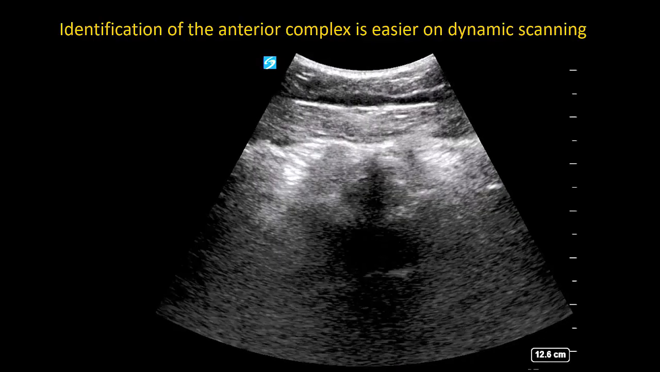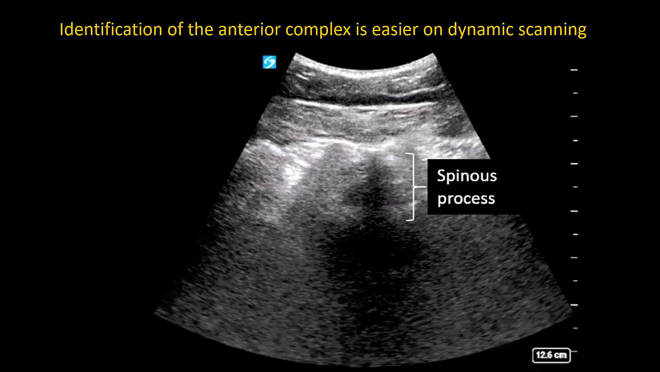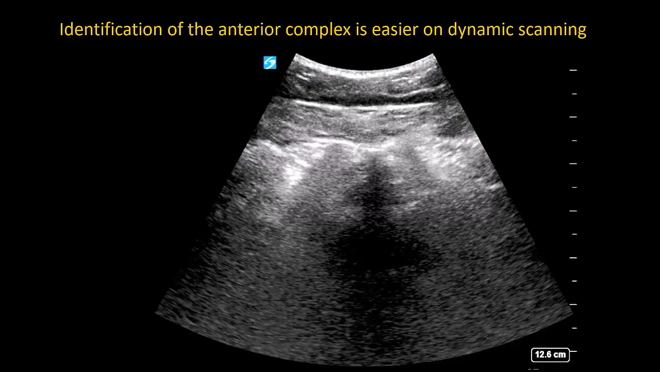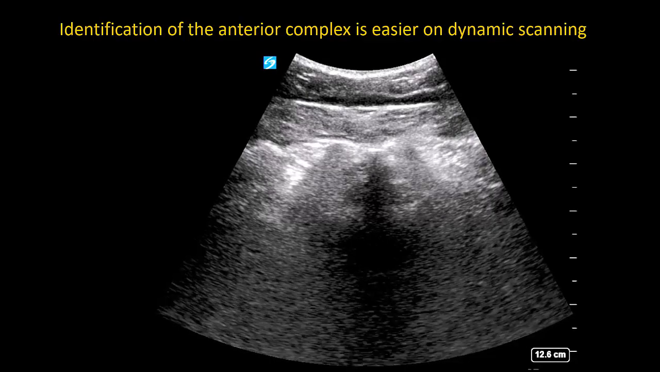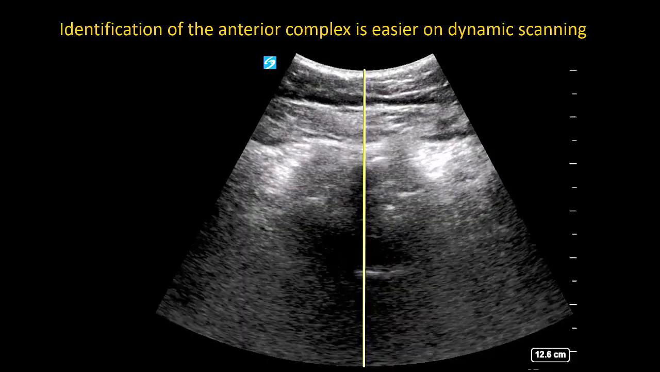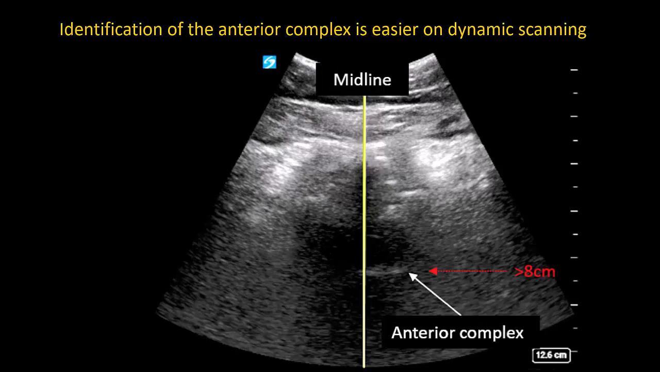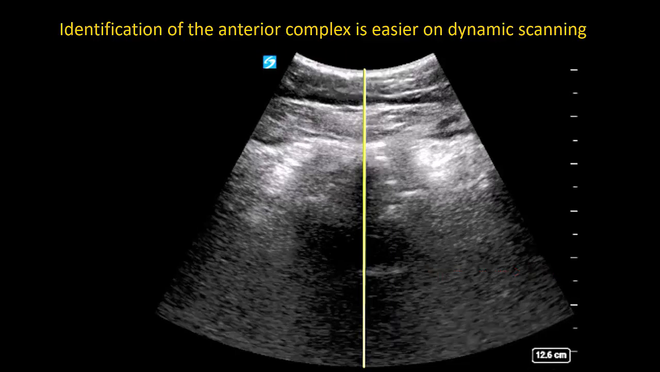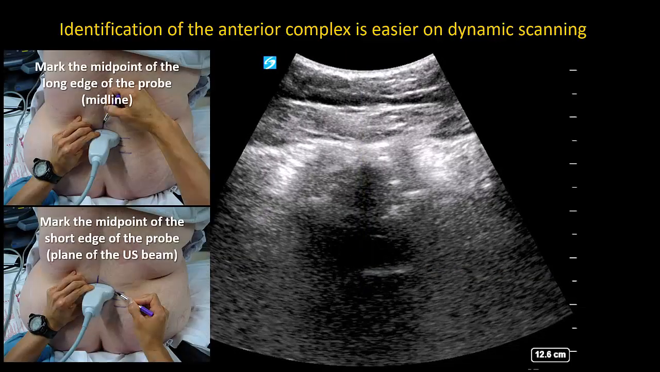In the transverse scan, we see first a spinous process view with a dense acoustic shadow. And then, as the probe is slid into the interspinous view, an anterior complex appears. It is not unusual for this to be sometimes slightly off-center, as here. Skin markings are then made to indicate the midline and the transverse plane in which the interlaminar space lies. The intersection of these lines is where the needle should be inserted.